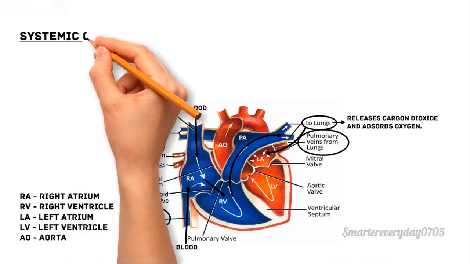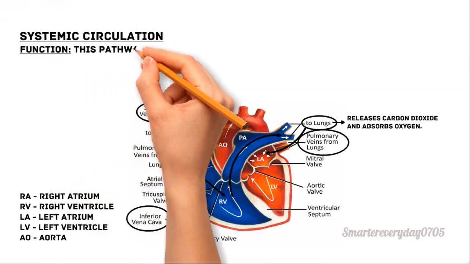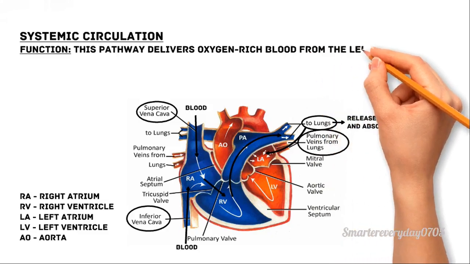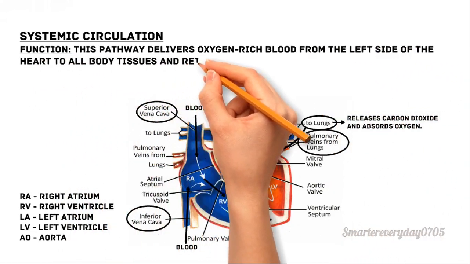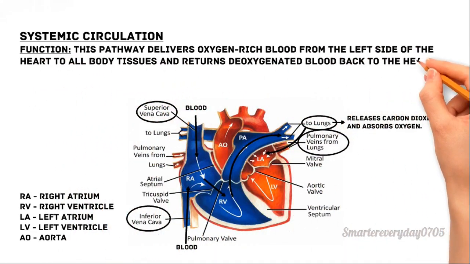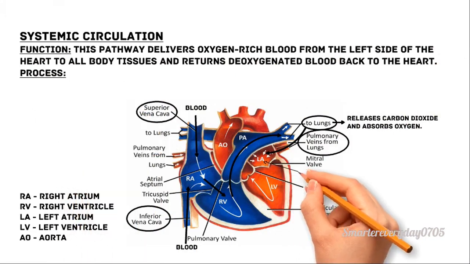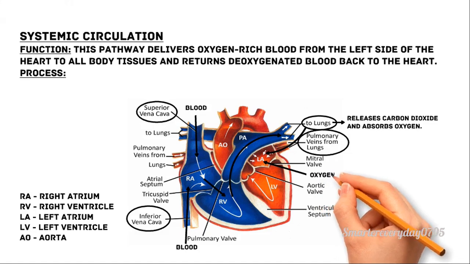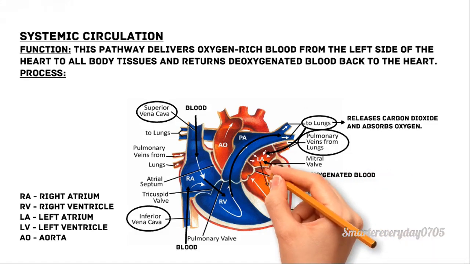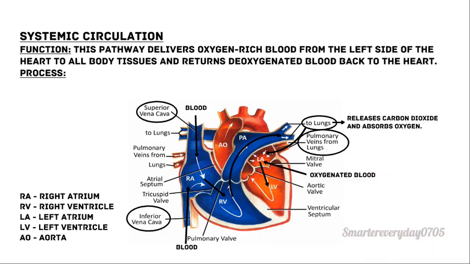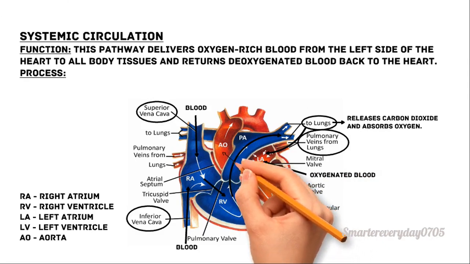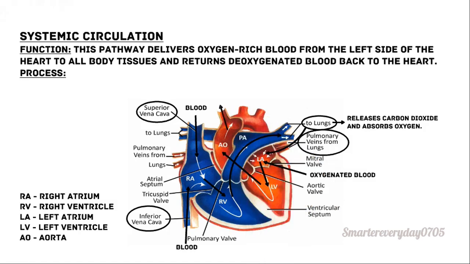Systemic circulation. Function. This pathway delivers oxygen-rich blood from the left side of the heart to all body tissues and returns deoxygenated blood back to the heart. Process. Oxygenated blood from the left atrium enters the left ventricle. The left ventricle pumps blood into the aorta, which distributes it to the body through arteries.